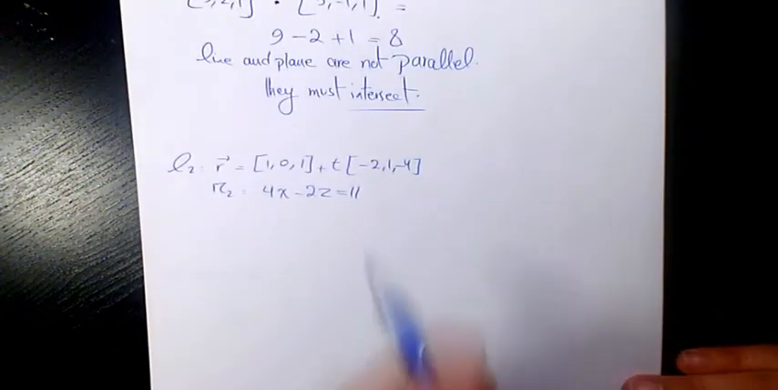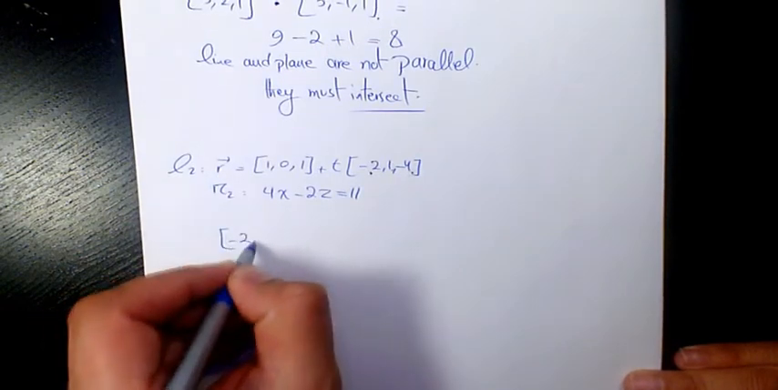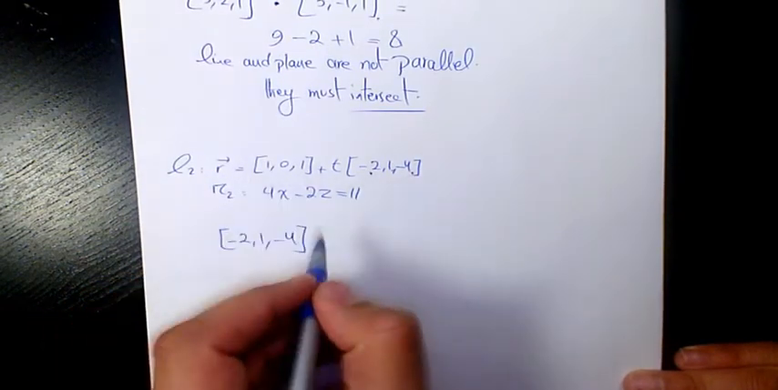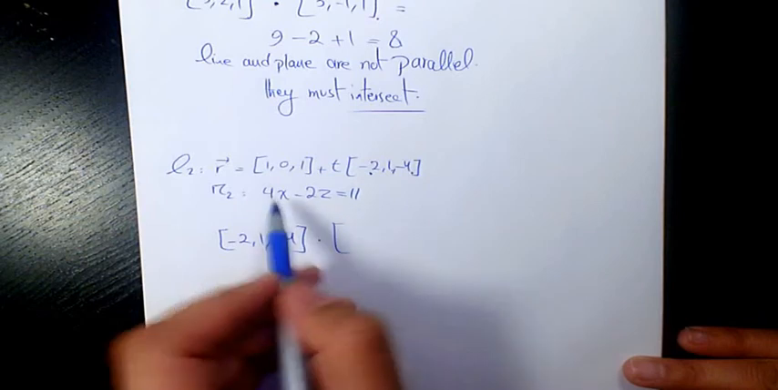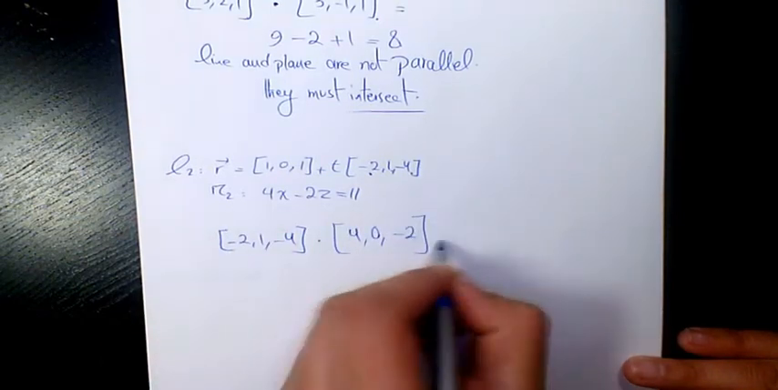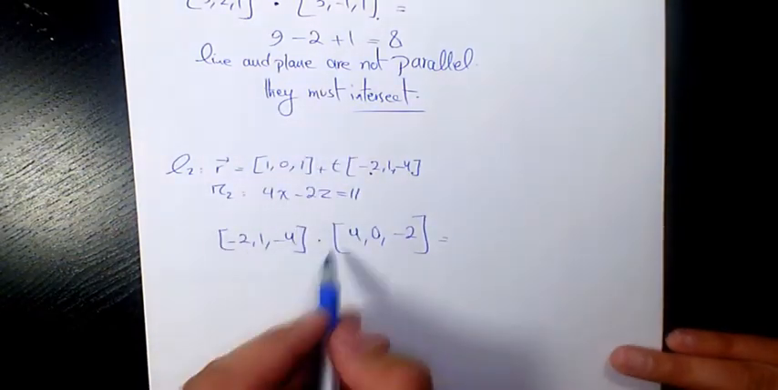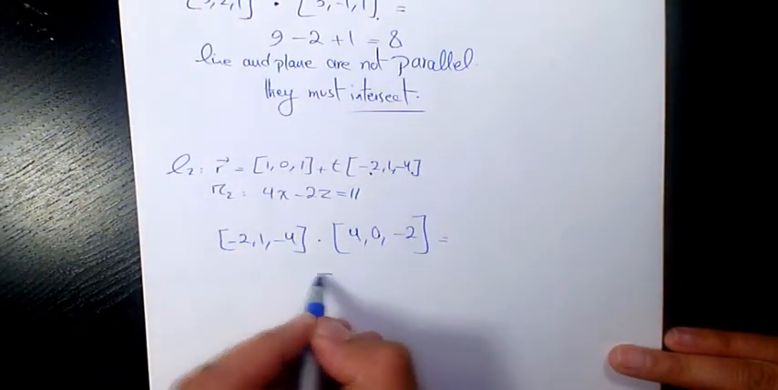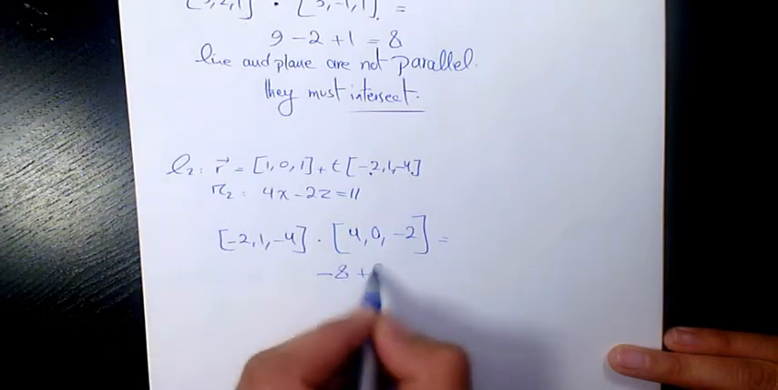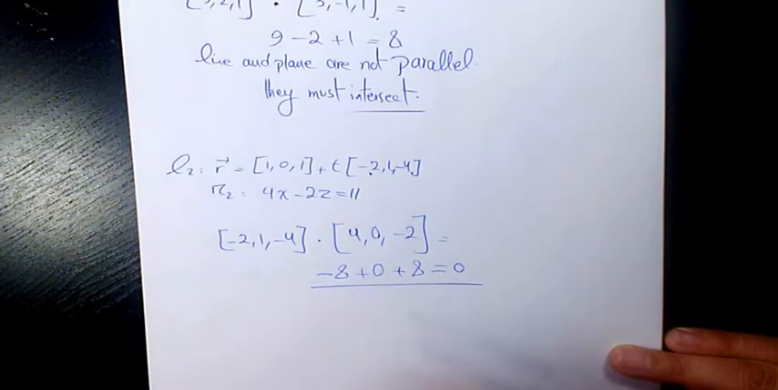Next one. We have negative 2, 1 and negative 4 as the direction of the line. And the normal vector for this plane is 4, 0 and negative 2. If the dot product is 0, it means that these two are parallel. So 2, negative 2 times 4, negative 8. 1 times 0, 0, negative 2 times negative 2, it's going to be 8 plus 0. So it means that they are parallel.